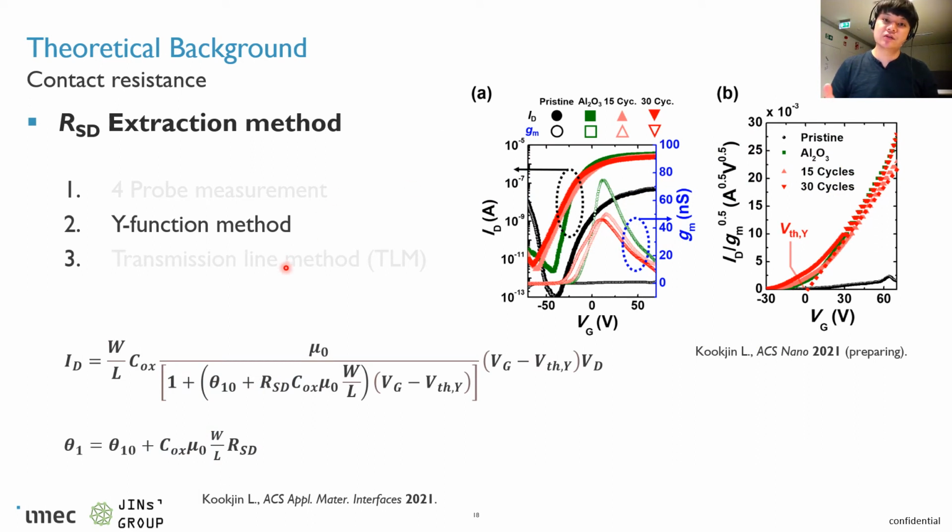I also use the Y function method, which is normally used as a methodology, and it is widely used like the transmission line method using a length split. Through this, the mobility attenuation factor and contact resistance can be fitted, and contact resistance is also calculated from this fitting. In this experiment, however, we suppose the intrinsic mobility attenuation factor is almost zero and extracted the contact resistance approximately.